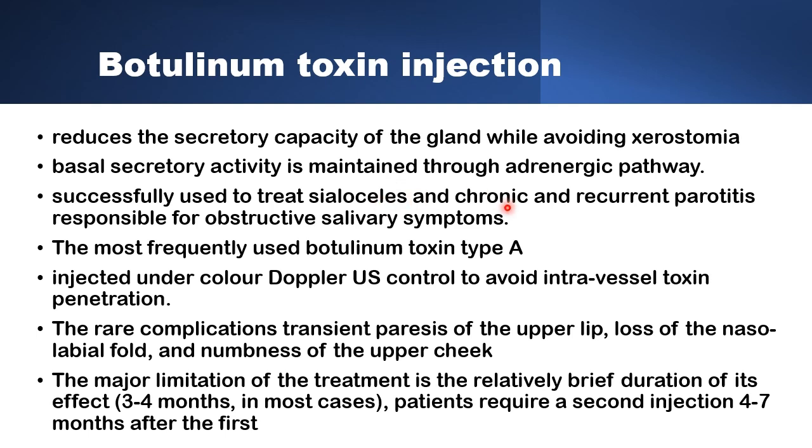It can be successfully used to treat the obstructive symptoms resistant to treatment, or things like sialoceles or chronic recurrent parotitis. The most frequently used botulinum toxin is type A, and it's injected in the parotid gland using an ultrasound Doppler control to avoid intravascular injection of the toxin. The rare complications would be a transient paresis of some of the facial nerve branches, usually the one to the upper lip, or numbness of the upper cheek.